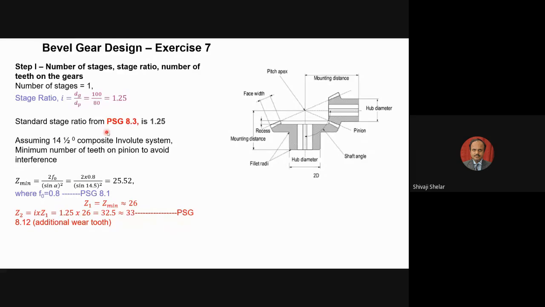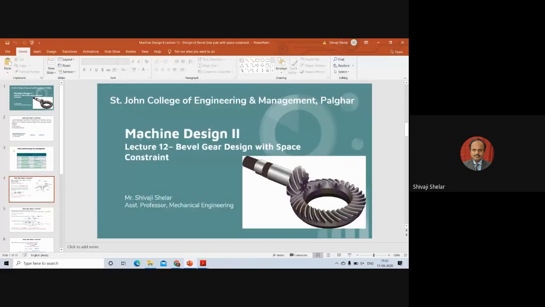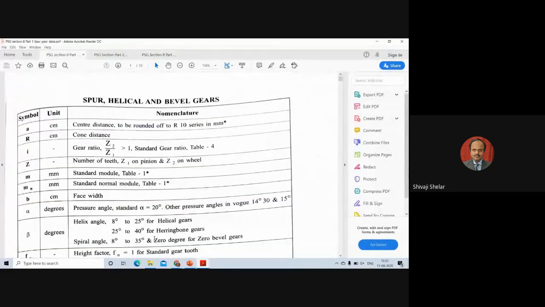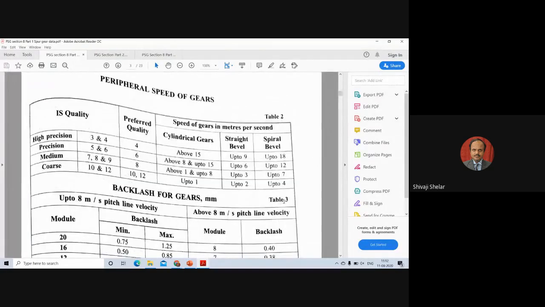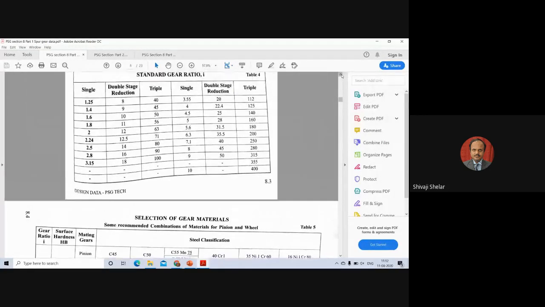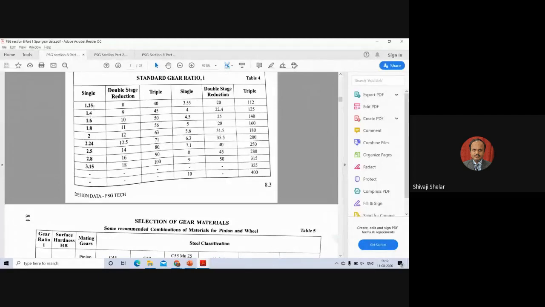So standard stage ratio from PSG 8.3 is 1.25. You can check, cross check here with the page number. Yes, standard gear ratio here is 1.25. In the first stage itself it is 1.25. But this is from 8.3, table number 4, 1.25 is possible.